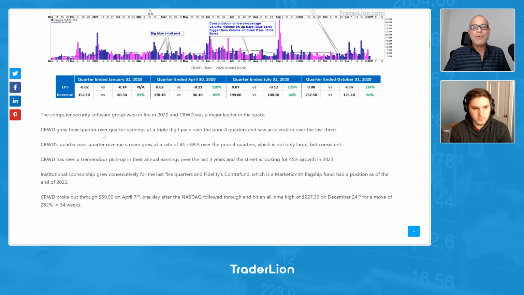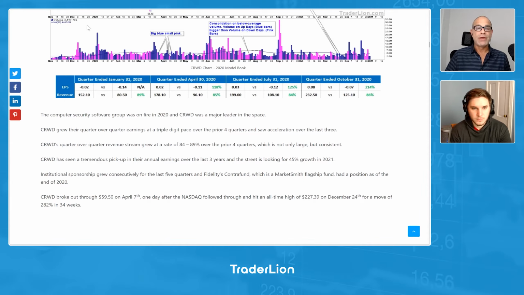So anyway, moving on to Crowd specifically, we're going to just drop down here where we have their quarter over quarter earnings and revenues. Starting with their earnings, you can see we've got quarter over quarter earnings growing at a triple-digit pace for 4 quarters. We saw a solid acceleration over the last 3. You can see from here, we went from a negative to a negative. That's still a big jump from a loss of 2 cents versus a loss of 14 cents. And now we're clearly making some money here. 118% growth, 125 to 14, solid acceleration.